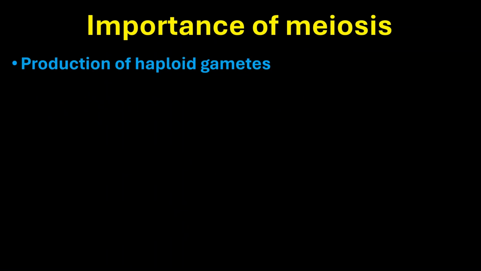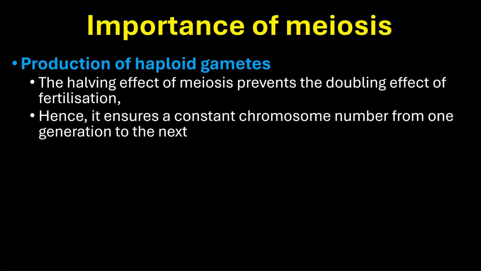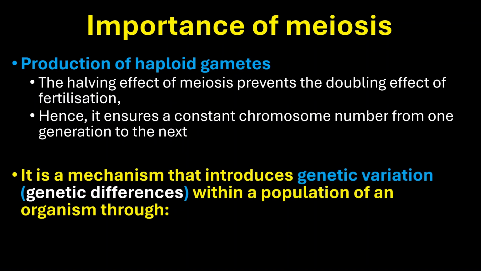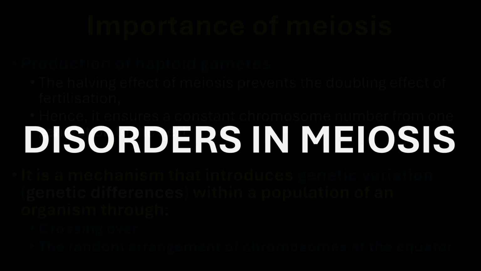What is the importance of meiosis then? It leads to the production of haploid gametes. So the halving effect of meiosis prevents the doubling effect of fertilization. Hence, it ensures a constant chromosome number from one generation to the next. Secondly, it's a mechanism that introduces genetic variation, that is, genetic differences within a population of an organism, and it does so through crossing over, and further through the random arrangement of chromosomes at the equator.